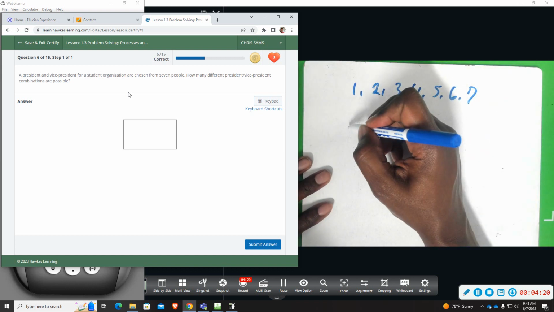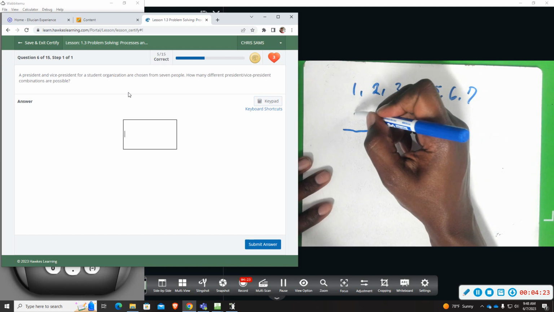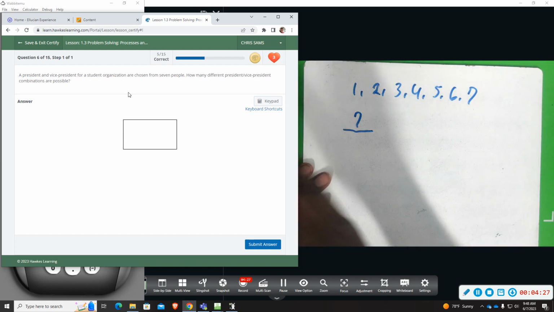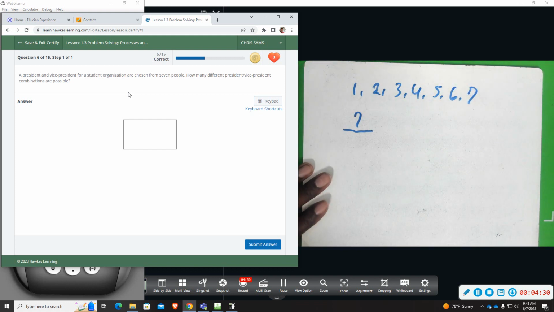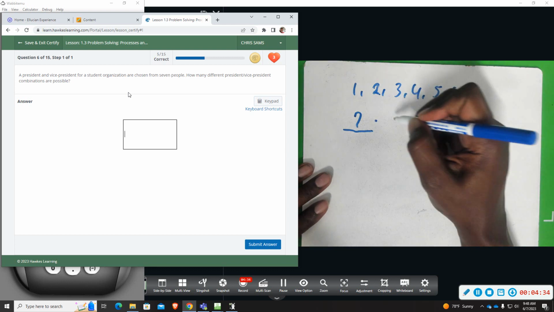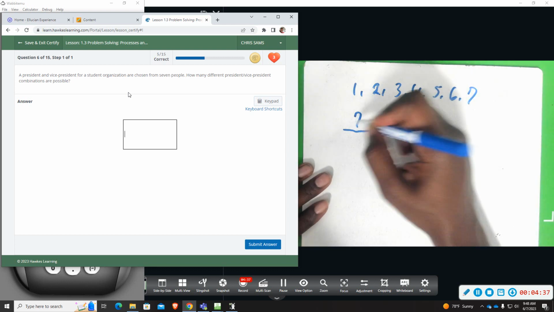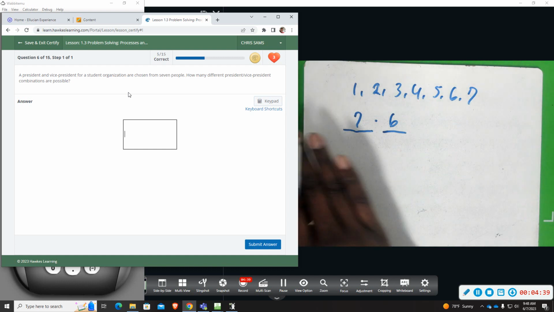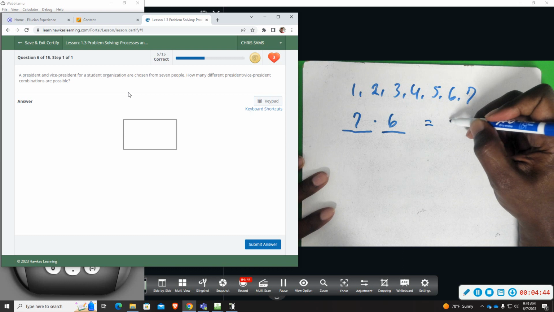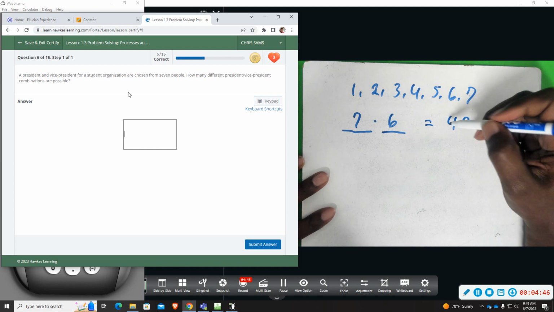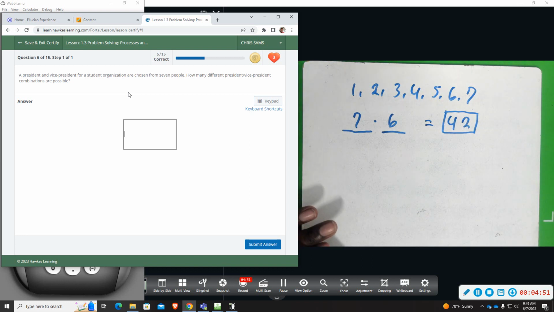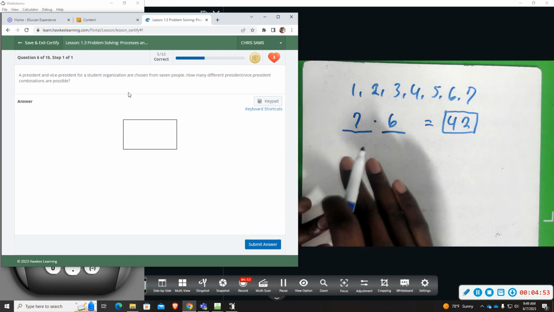So if I'm going to choose my president first, there are 7 options. Once I choose a president, I cannot choose him for a vice president. So that means if I'm choosing a vice president, I have 6 options. And you multiply those. There's a multiplication rule. You just do 7 times 6, and that will give you 42. So that tells you there should be 42 possible options. So once you use one, you lose it. Now, you could try to list these, like all 42 options.